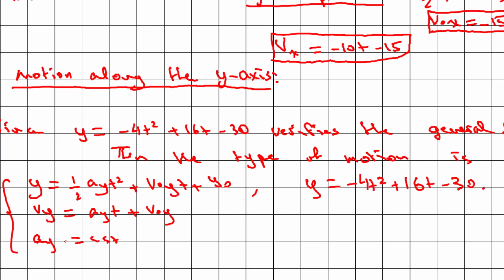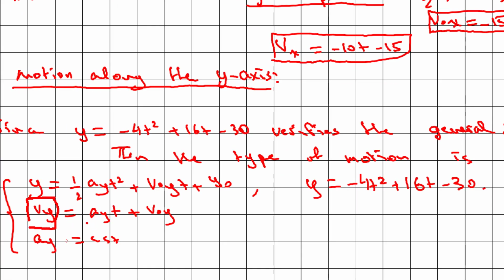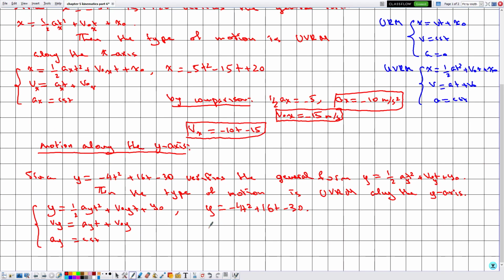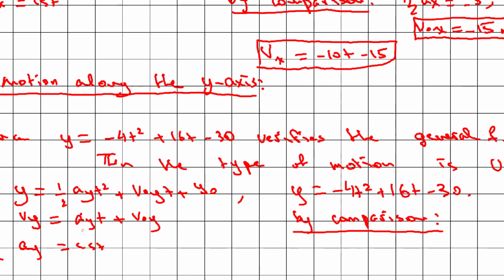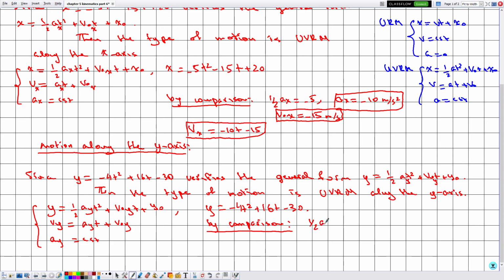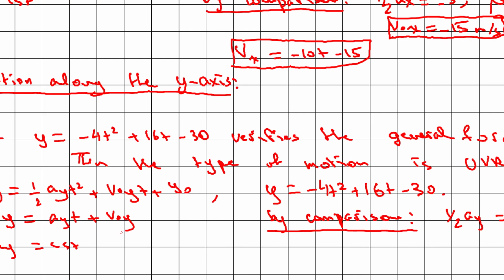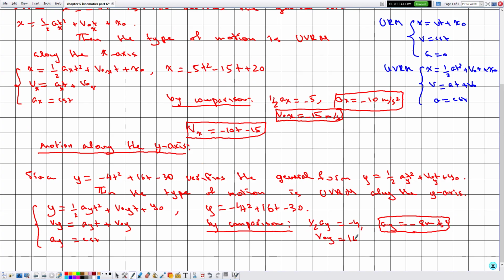In order to determine vy, we need to calculate ay and v0y. So here, by comparison, comparing the quadratic terms, we have half ay is equal to minus 4, which means that ay is equal to minus 8 meters per second square. Now as for v0y, comparing the linear terms, we deduce that v0y is equal to 16 meters per second. Now in this case, vy is equal to minus 8t plus 16.